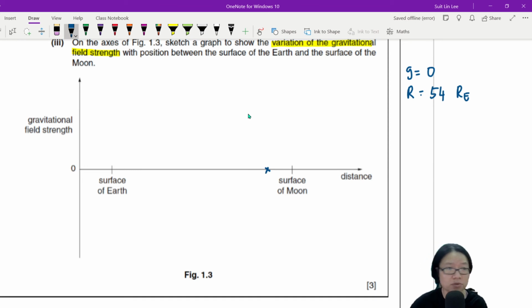All right. Then you may be thinking, wow, Miss, what shape? Just now you drew this shape. Gravitational field at the surface, it looks like this. If you remember, something like that.